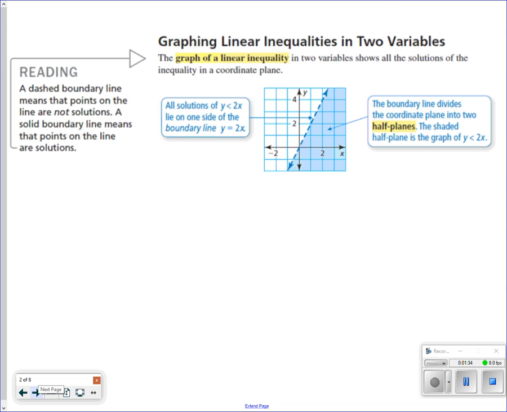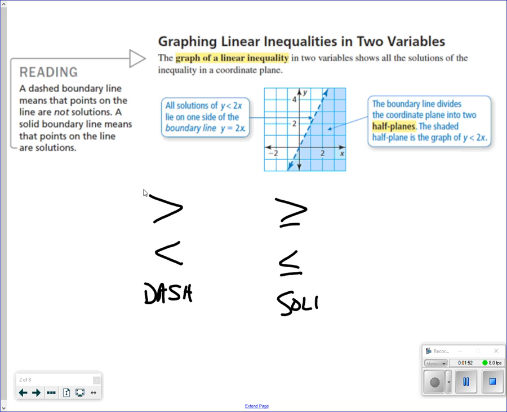So here's what we're going to do. We're going to graph the boundary line. So we're going to graph just the line. And then we're going to have to deal with what's called dashed or solid lines, depending. So if you have a greater than or a less than, these will all be dashed. And if you have a greater than or equal to or a less than or equal to, these will all be solid. So the equal to line tells whether or not it's going to be a solid or dashed line.